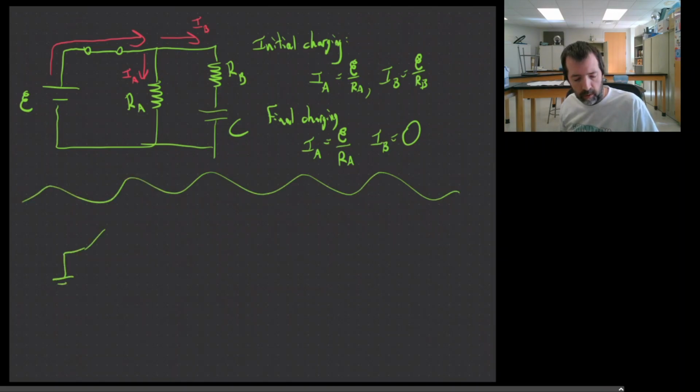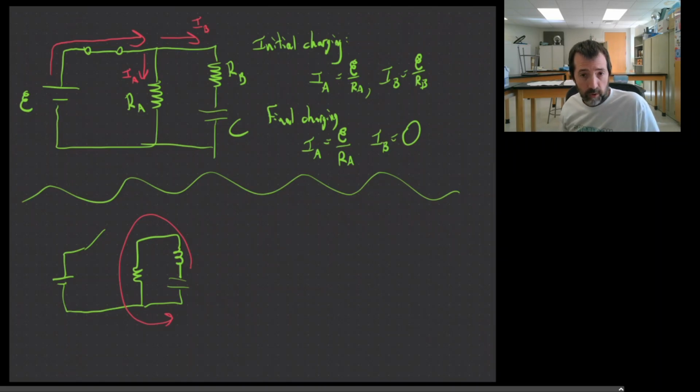If I then open up the switch, that's going to isolate the battery. And then I've got this. So it's going to discharge by sending current around that way. And during this discharging state, the time constant is based on both of those resistors, because both of those resistors are in the loop that I would have.